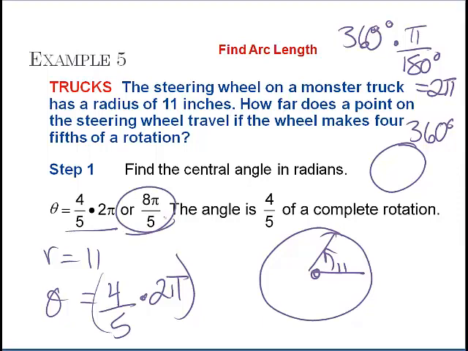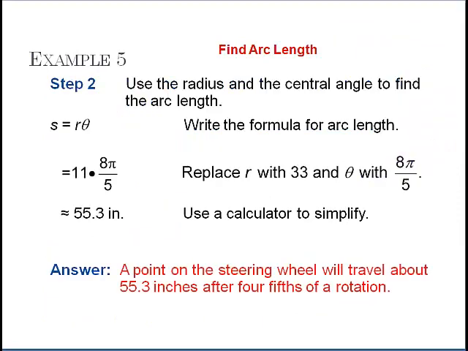Then we use our equation, S is equal to R times theta. We replace the R as 11 inches. We replace 8 pi over 5 as our rotation, and we get 55.3 inches. So that is the distance that it travels on the arc.